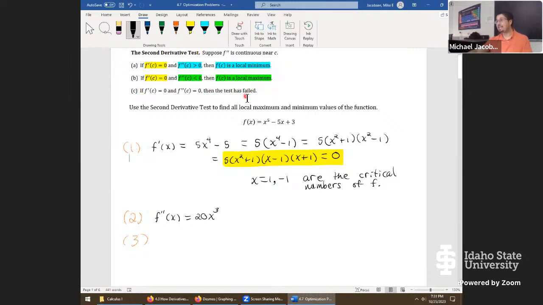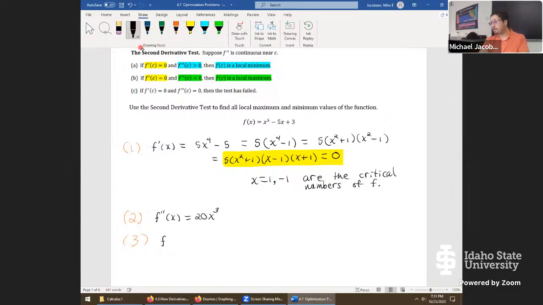If this happens, it says the test has failed. That doesn't mean the mathematics was wrong or they didn't prove it correctly. It just means if you get the second derivative coming out of 0, no information can be obtained. There could be a maximum or a minimum or nothing. That's what we mean by the test has failed. You can't get any information out of it. So let's see what happens with our 2 critical numbers right here.